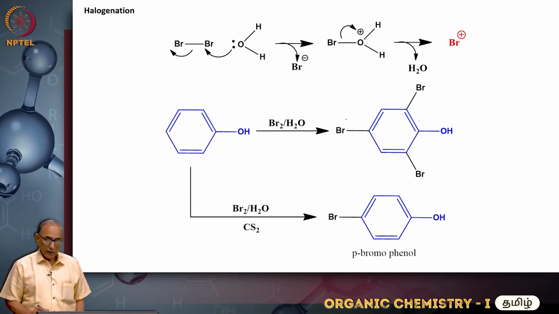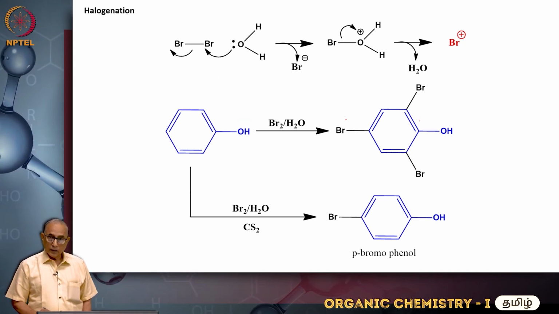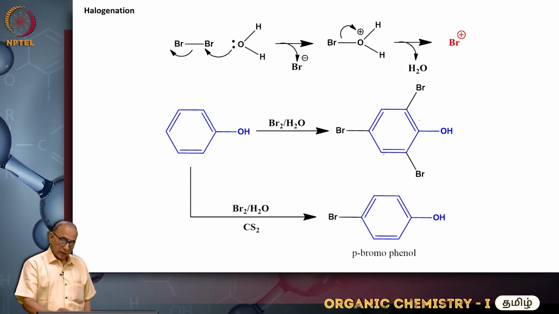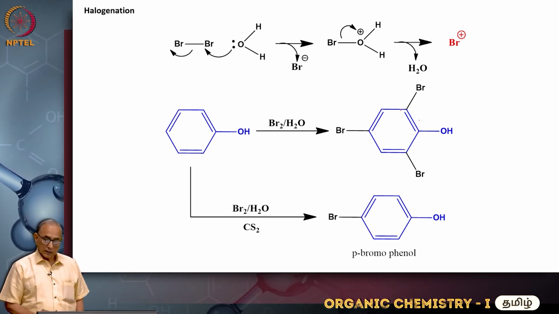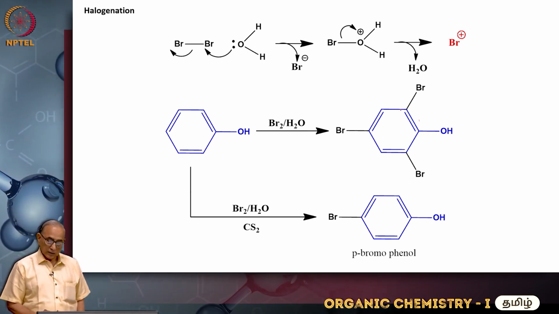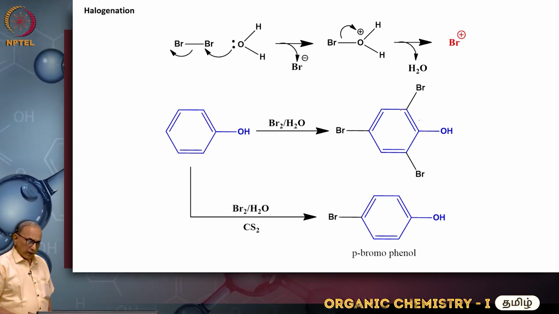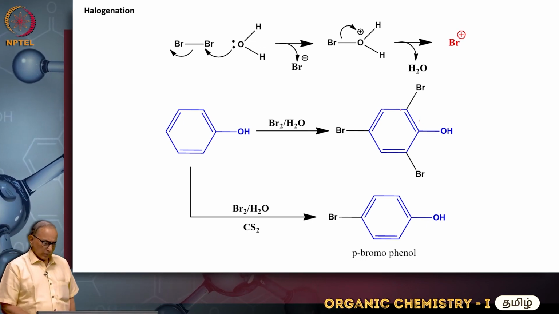2, 4, 6 tribromophenol. This is the 2 position, 3, 4, 5, 6. So 2, 4, 6 tribromophenol. But if you want to get only one bromine introduced, that reaction takes place in the presence of solvent CS2.